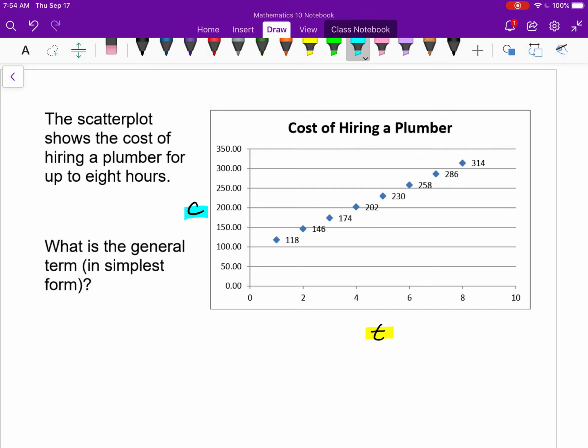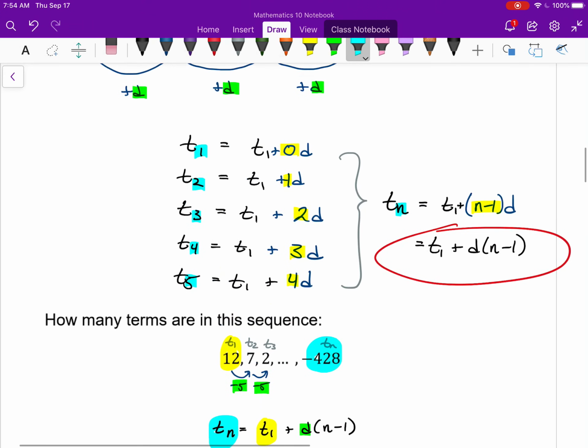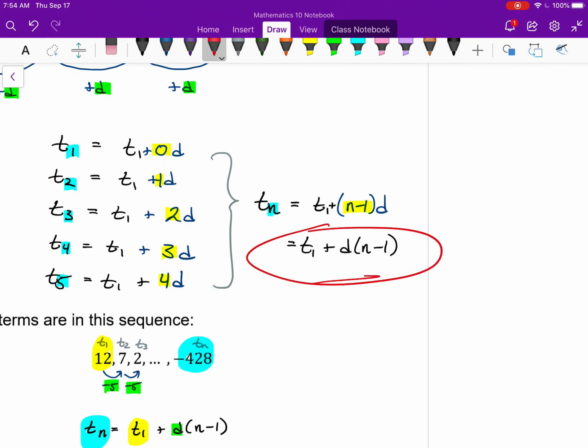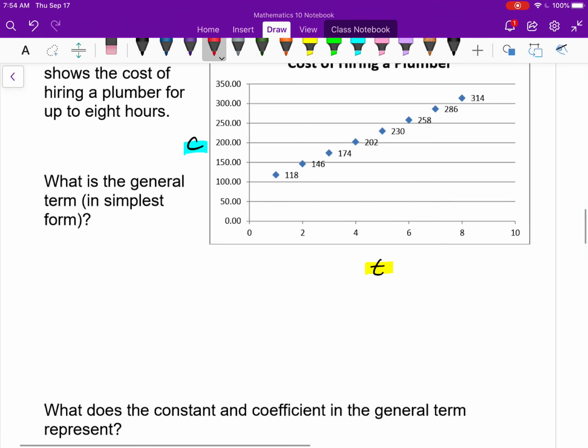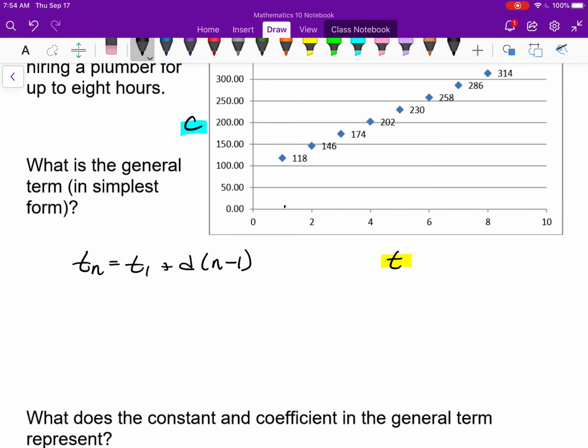So I want to know, what is the general term? And again, the general term is what I have right here, the equation that summarizes the relationship. All right, and so what is the general term for this? Well, let me start with that very basic formula. So Tn equals T1 plus D times n minus 1. And so let's look at a few things here. I can see T1 is 118.